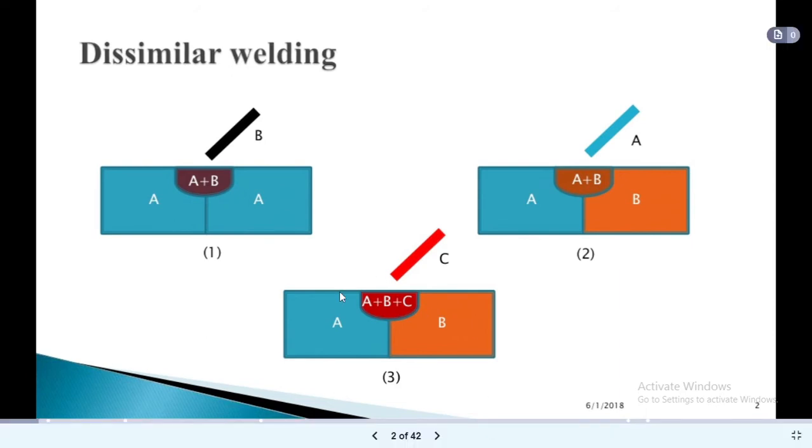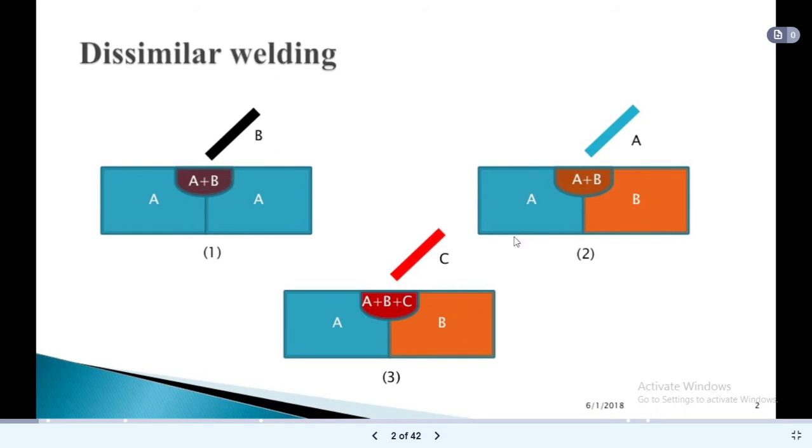Okay, so see here in this image, there are two materials A, and when they are joined, the filler material B is used, and when A and B get mixed, then we will get another combination of the material, that is A plus B. Okay, here we use two similar materials but a different filler material.